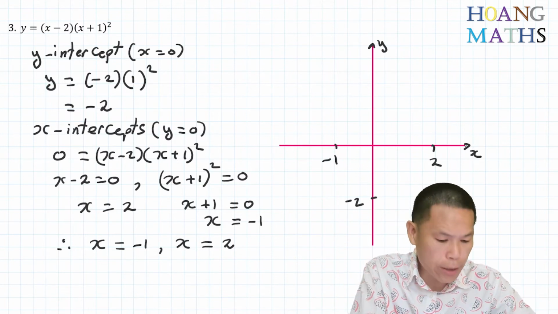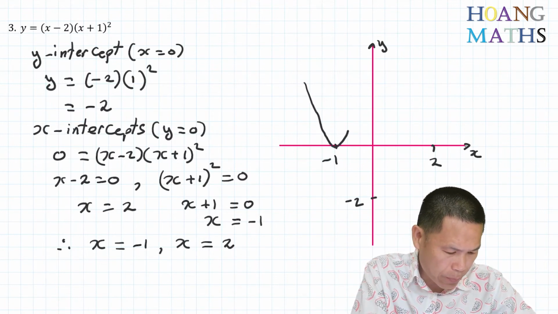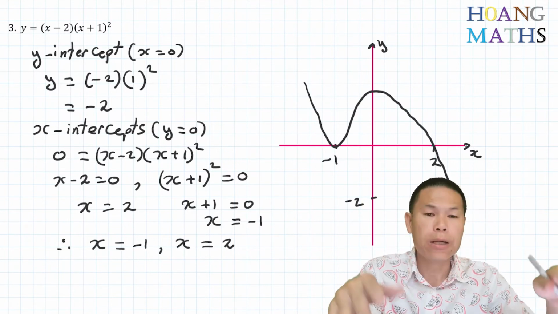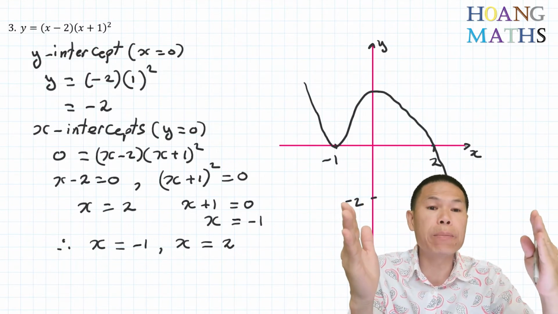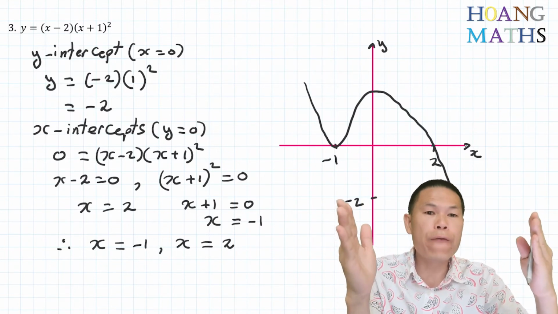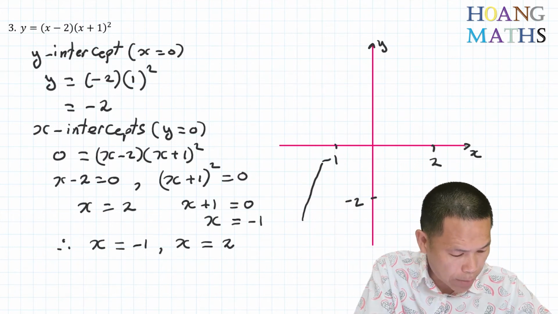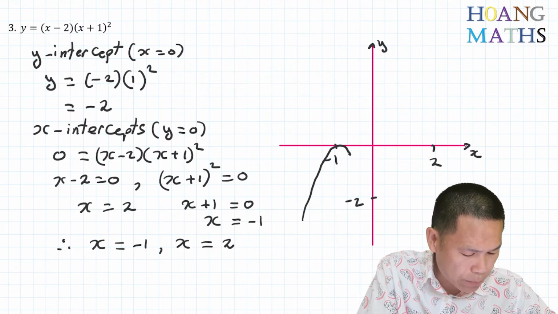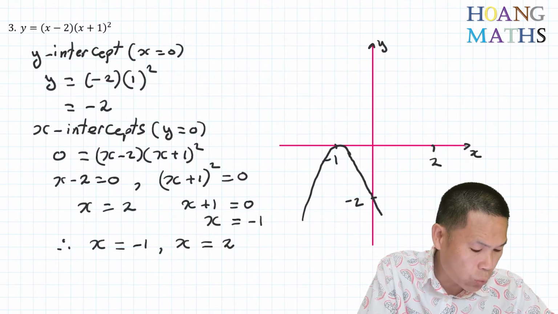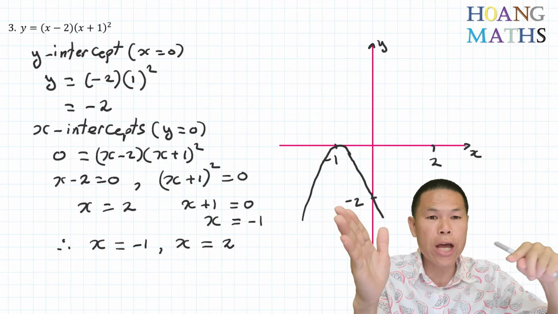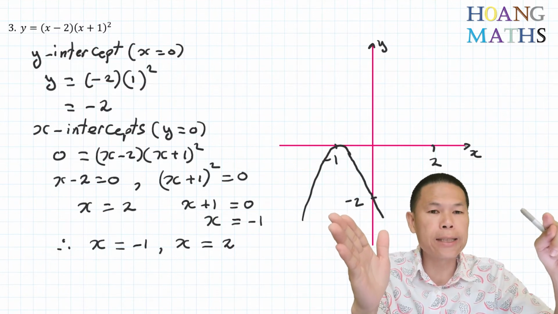So the graph could be like this, okay? And hit the 2. But this is wrong because the y-intercept is -2. So therefore it has to be the other way. So from this up, okay? And then we cut the y-axis at -2. And don't forget we have to turn up and then cut the x-axis at 2.